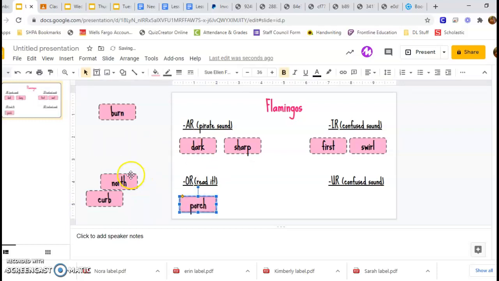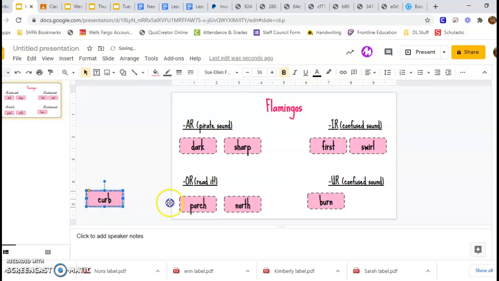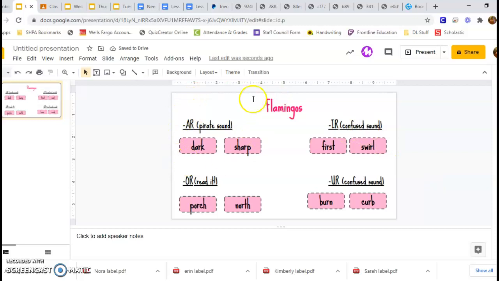Good. And then last, there's only 2 words left, but which words go in the UR? Remember, it makes the confused sound. Good. You can read these. Burn and curb. Great job. So one more time, what does the AR say? Good job. What does the IR say? Good. What does the OR say? Or. And what does the UR say?